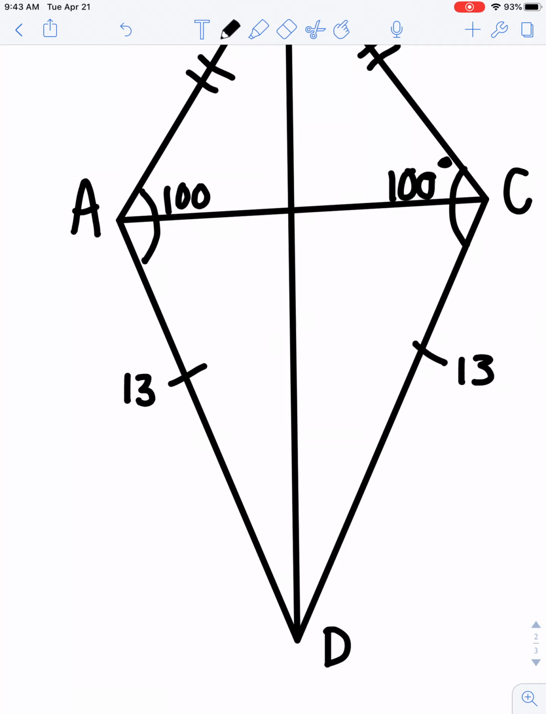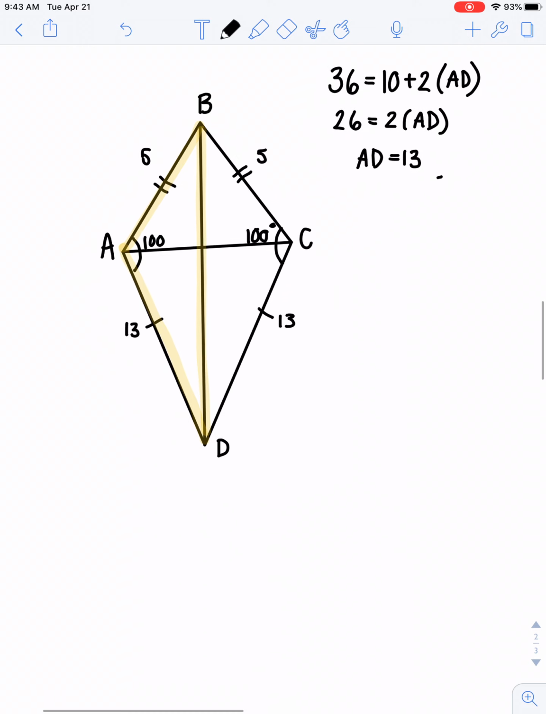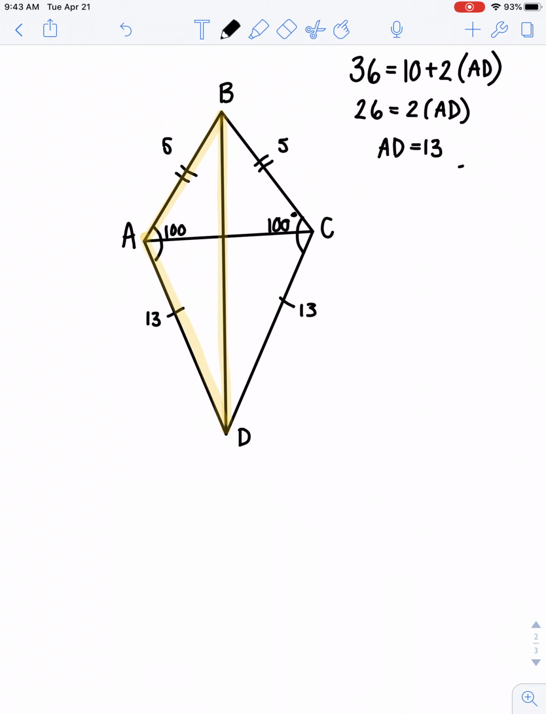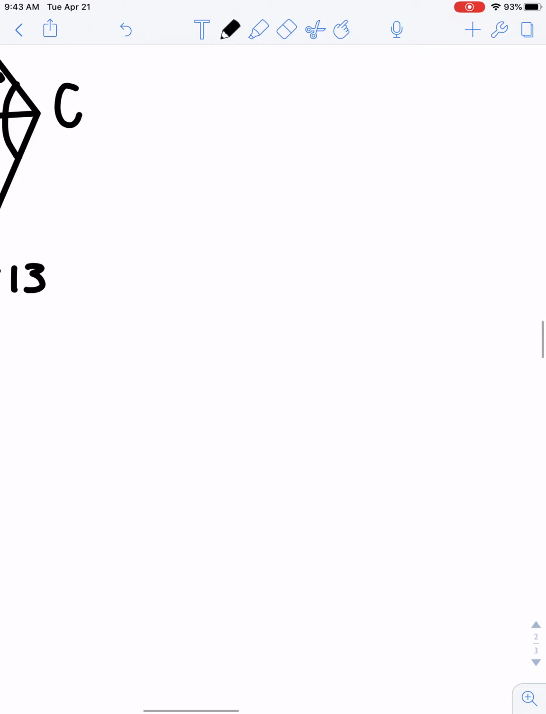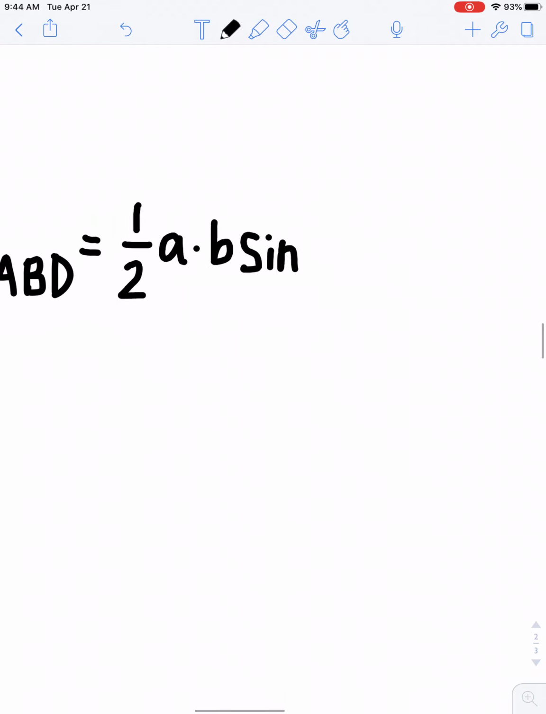Now, looking at our diagram and using triangle ABD, you need to ask yourself, what are we given? We are given side, angle, side. So let's use our area of a triangle to find the area of ABD. Since we're given side, angle, side, we'll use that formula. So the area of triangle ABD is 1/2 times one side times your other side times sine of theta.